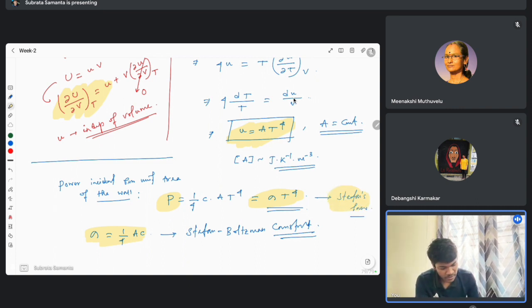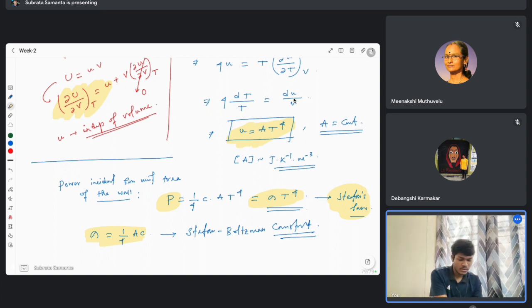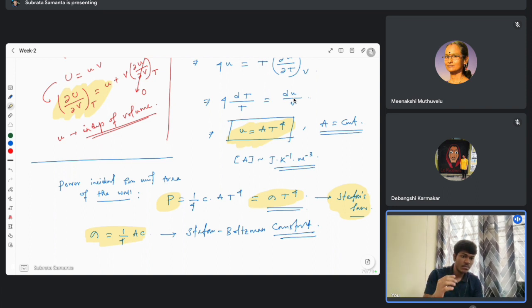So what does Stefan's law tell us? As we said before, it tells how the energy flux radiating from a body is related to the temperature. So this is a power, the power incident, and it is related to the temperature. So u is a T to the power 4, or the power is sigma T to the power 4. Both are equivalent forms of Stefan's law. That means the flux is proportional to T to the power 4. The flux incident on the cavity wall is proportional to T to the power 4, the temperature of the cavity.